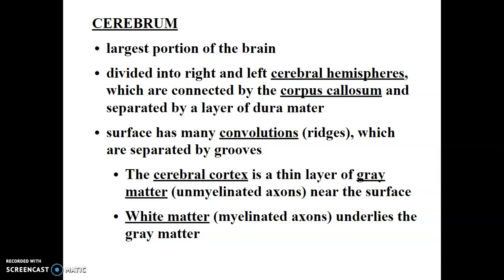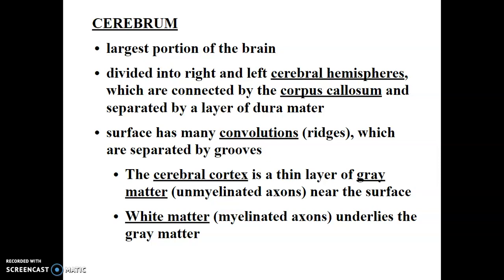The surface of the brain has these convolutions. They're ridges, or sometimes you'll hear them called wrinkles, separated by all these grooves. That video, again, Brain Dissection, does a really good job of showing these. The cerebral cortex is this thin layer of gray matter. You'll hear about gray matter and white matter making up the brain.